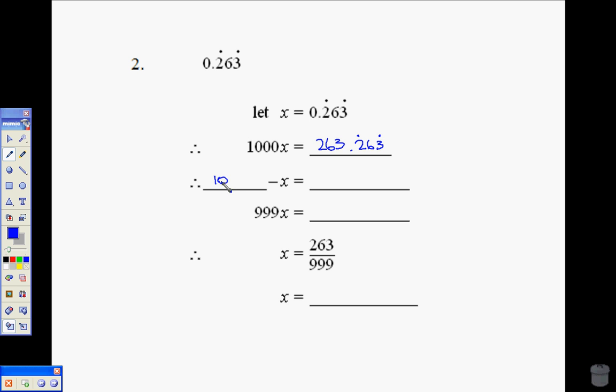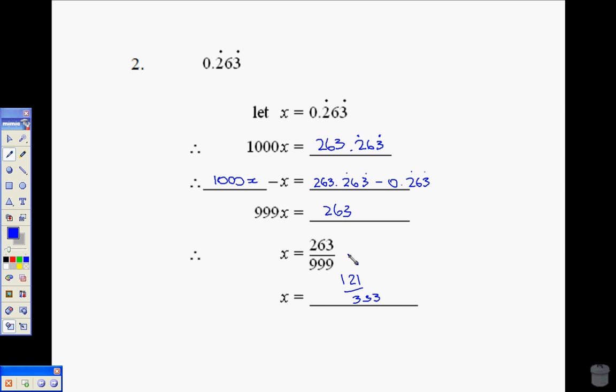So there's 1,000x. We're going to do our subtraction of minus x. So we get 263.263 recurring, and we're going to minus the 0.263 recurring. If we take that subtraction, our decimal parts are going to go, we're going to get 263 there, divided by 999 to get my fraction. And there's our fraction. Now, it's not in its simplest form. If we want to write it in its simplest form, that'll come down to 121 over 333. So there's its simplest form.